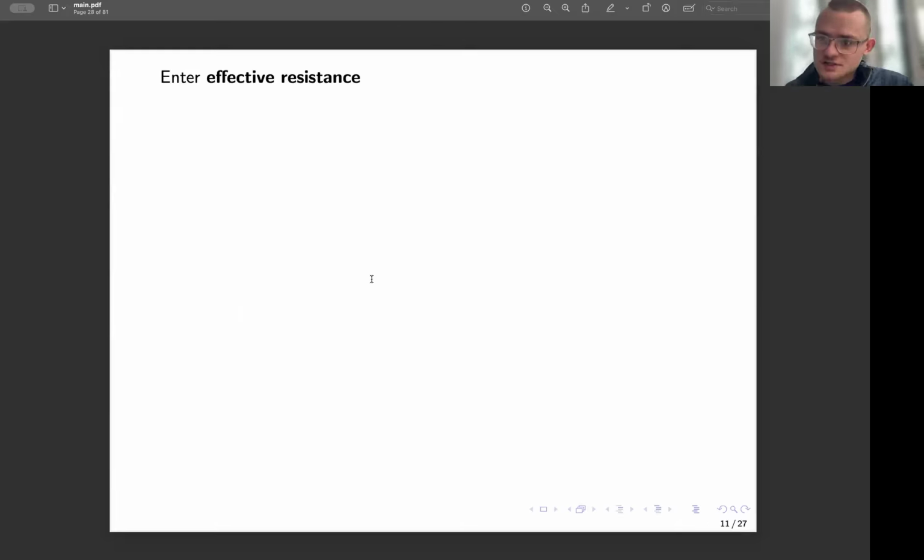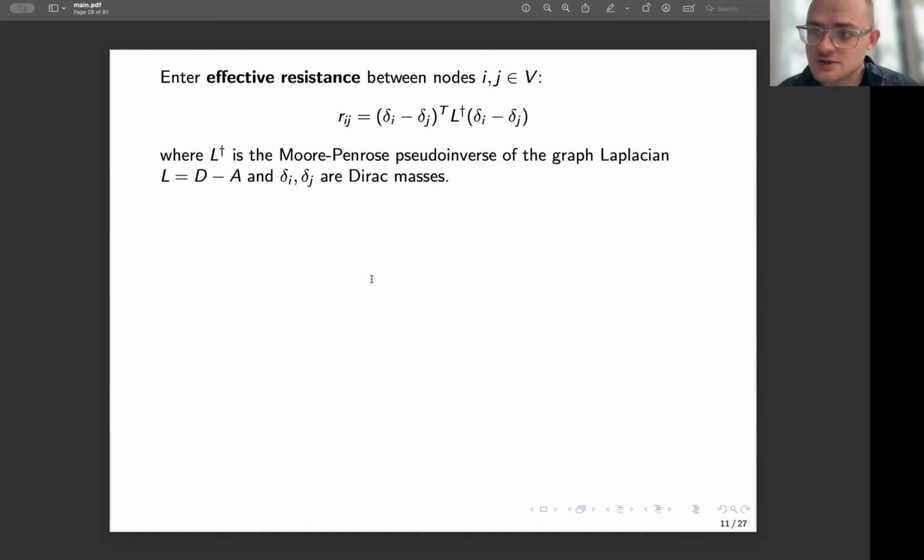So effective resistance, which is the next topic in our discussion of optimal transport, can be defined as follows. Initially, on its own, it is defined as a metric on the vertices of a graph. So given two vertices i, j in V, the effective resistance between them is defined via this quadratic form. What I do is I take the difference between the Dirac masses at i and j, and I plug it into the quadratic form of the pseudo-inverse, the Moore-Penrose inverse, of the graph Laplacian, D minus A.